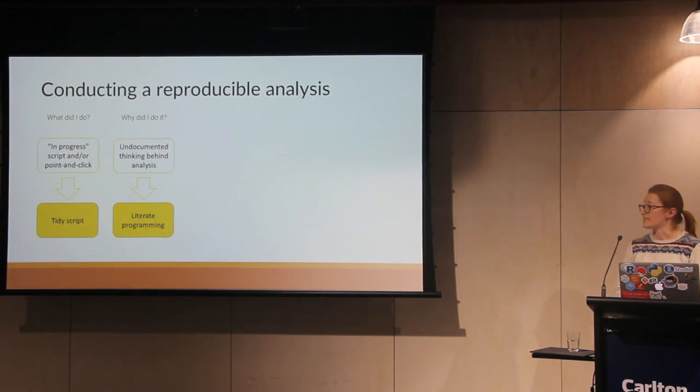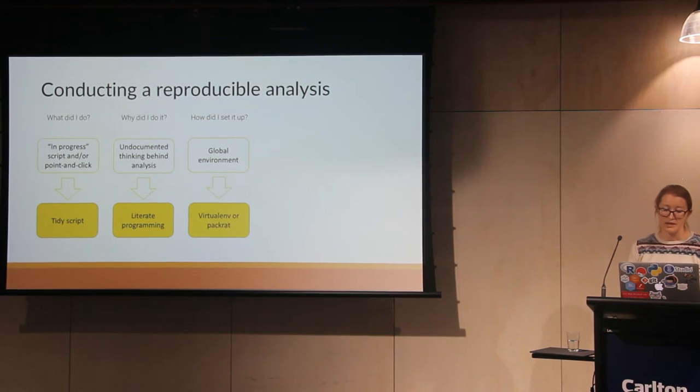Whereas in a reproducible analysis, we can make use of literate programming tools such as Jupyter notebooks or R Markdown documents to clearly document what our thinking was. How did I set it up? In an irreproducible analysis, we system install all of our packages into the global environment. Whereas in a reproducible analysis, we make use of things like virtualenv or Packrat to create isolated environments.